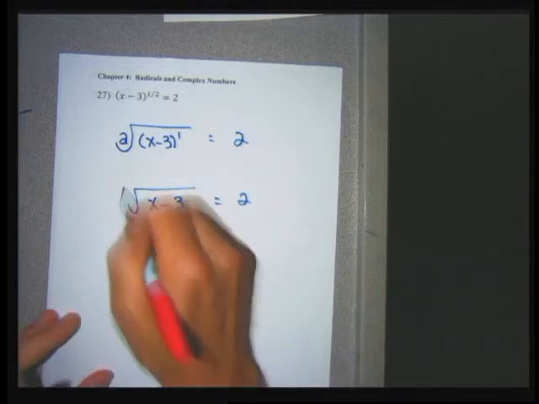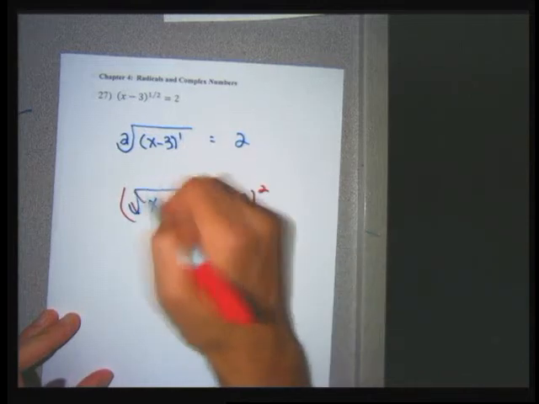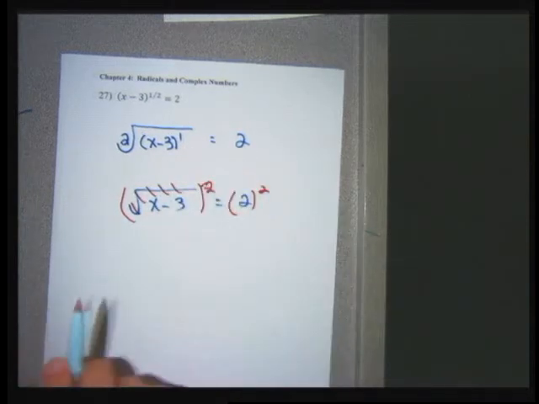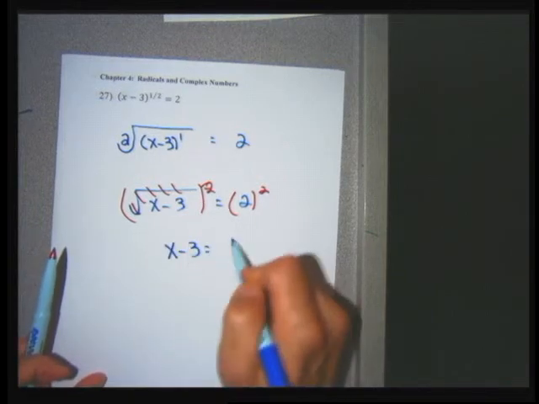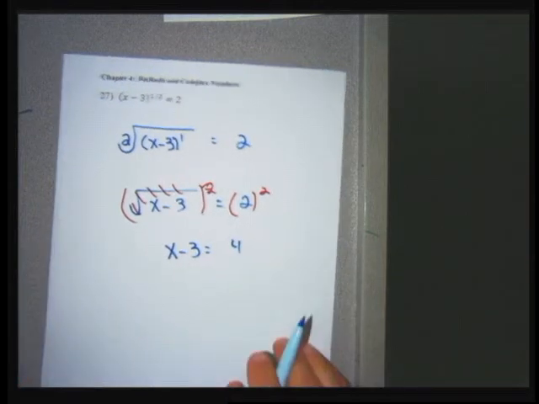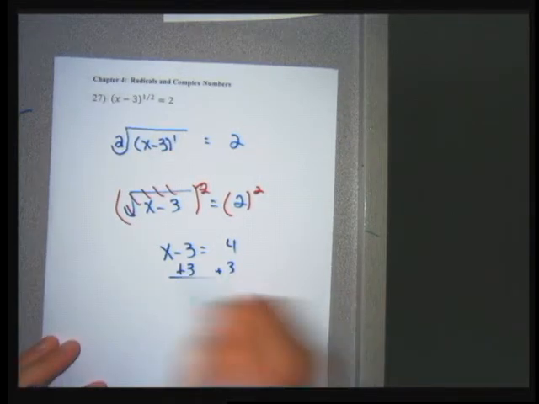And then I'm going to square. On the left side, squaring leaves me what's under the square root. In this case, it's x minus 3. On the right side, 2 squared is 4. And now I'm going to add 3 to both sides and get my answer of x equal to 7.